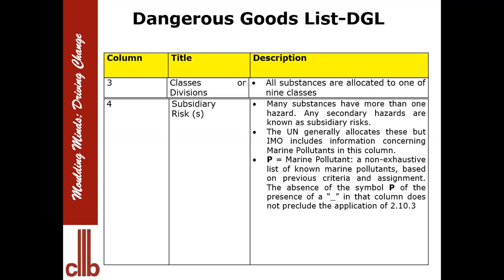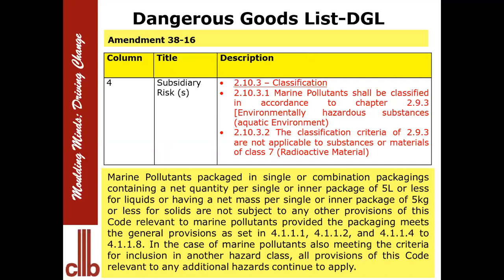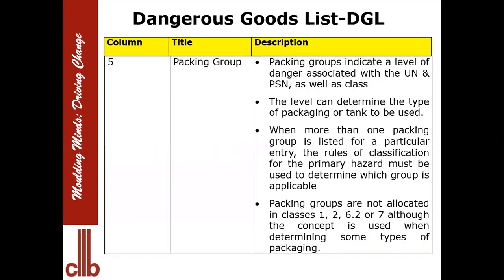And I will explain to you why we have to declare this information to the carrier. Why is it so important? Why do we need to tell these guys who go out at sea that this is a marine pollutant? All right, so we'll cover that when we come into part 7. So columns 3 and 4 are communicating exactly that. And then we come to column 5.